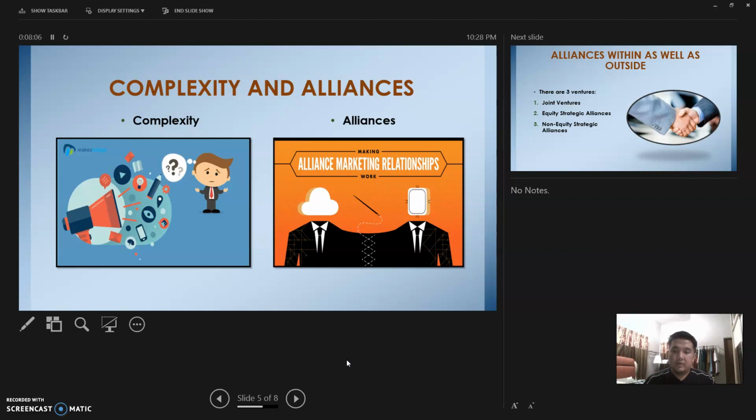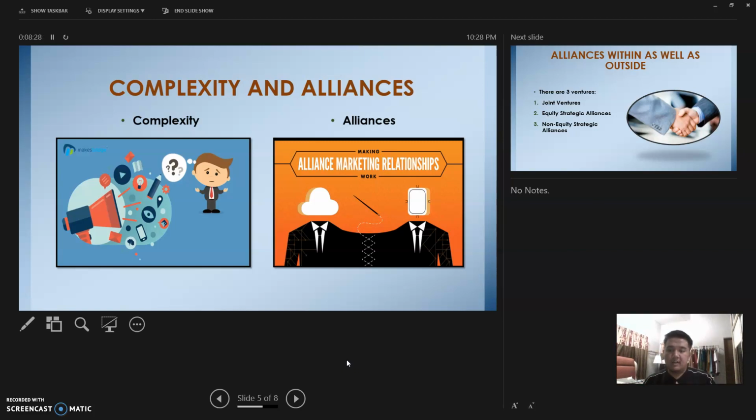So in other words, it also helps advertisers to understand more about their message, how their message will be viewed, and when it is passed to other individuals, and how best to have the greatest effect. So that's about the complexity. How about the alliance?